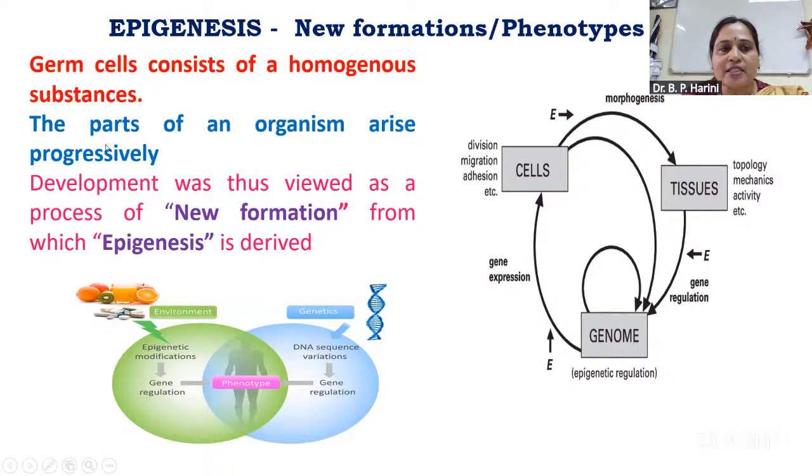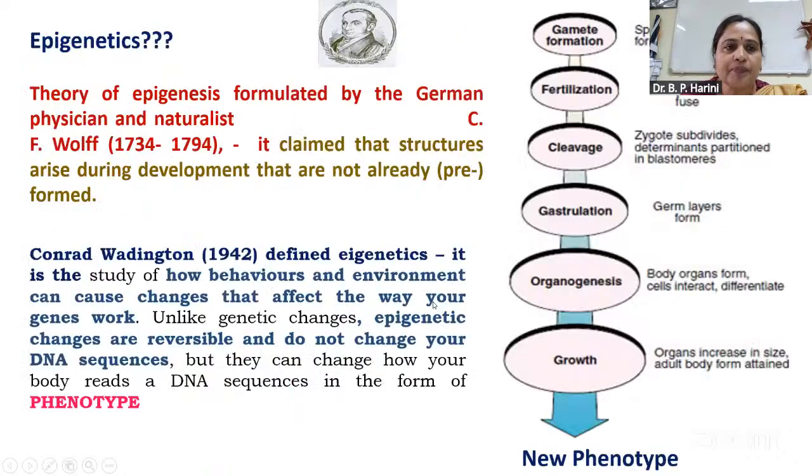So what is epigenesis then? Here, the germ cells consist of homogeneous substances. The parts of an organism arise progressively, and development was thus viewed as a process of new formation, from which the term epigenesis is derived. Right from the cells, there have to be a lot of morphogenetic events to form the topology of the tissues, and thereby this has to undergo gene regulation, ultimately to form a genome. On the other hand, the gene has to get expressed to drive the division, migration, or addition of cells.